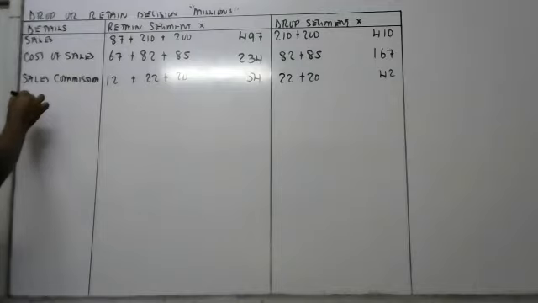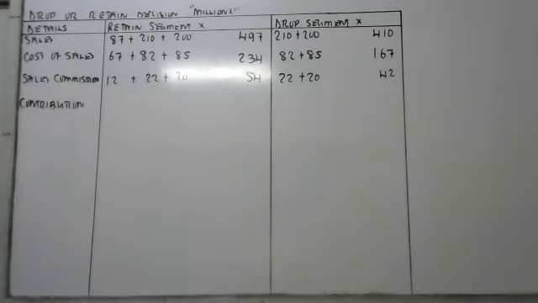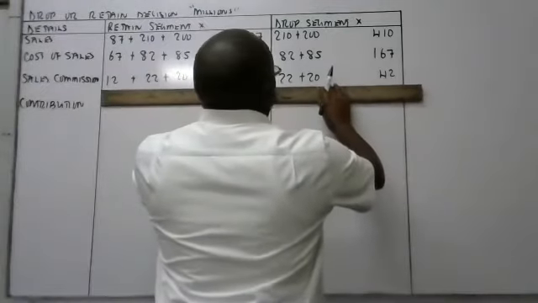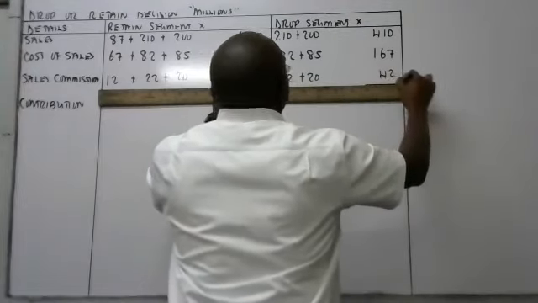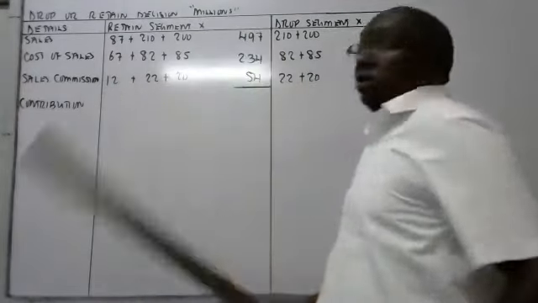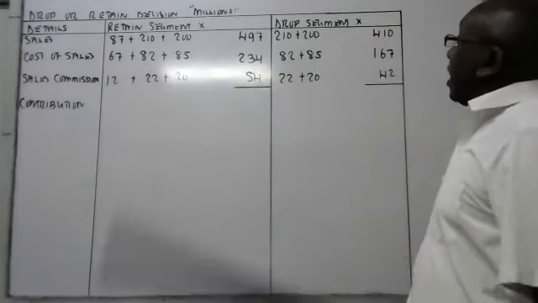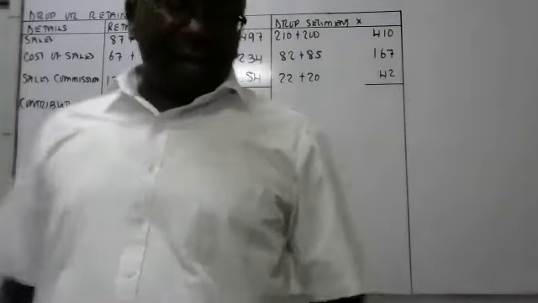Then we get a figure called contribution. So contribution, you are going to get it like this. You will subtract cost of sales and commission from sales. Subtract 497 minus 234 minus 54. What is the answer?